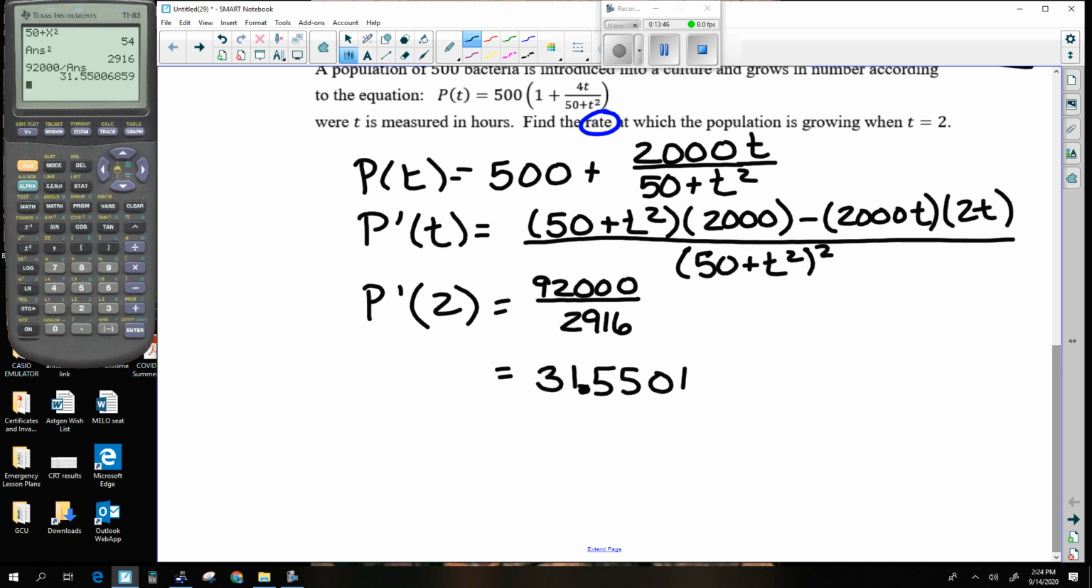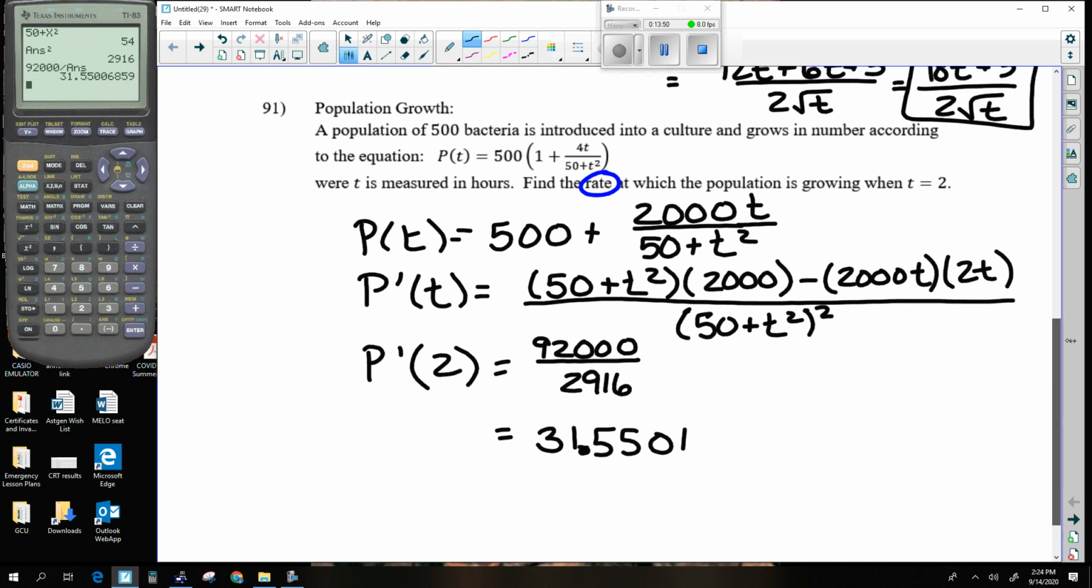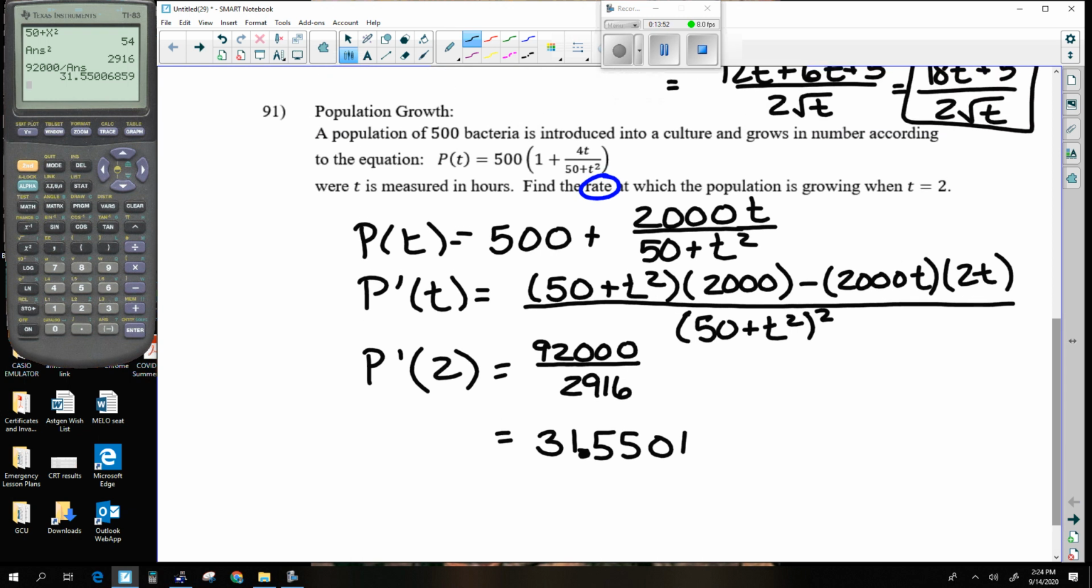31.5501, and this is a change in population, so that's bacteria over time. No, I don't think it's that. So hours or something. Yeah, hours. It does say hours.